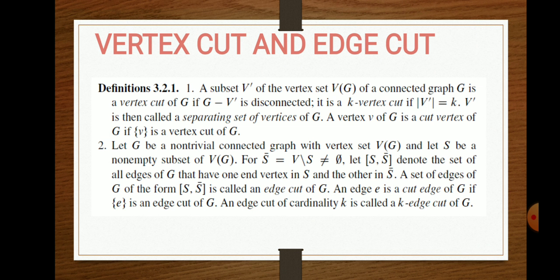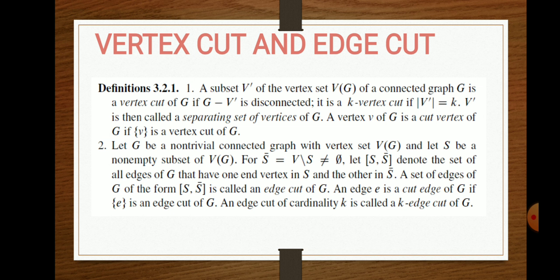A subset V dash of the vertex set V of a connected graph G is a vertex cut of G if G minus V dash is disconnected. So first you consider a connected graph G. There must exist a vertex set V of G. From that vertex set, consider a subset V dash, and by removing V dash from the graph G, the resulting graph is disconnected. Then the vertex set V dash is a vertex cut of G.